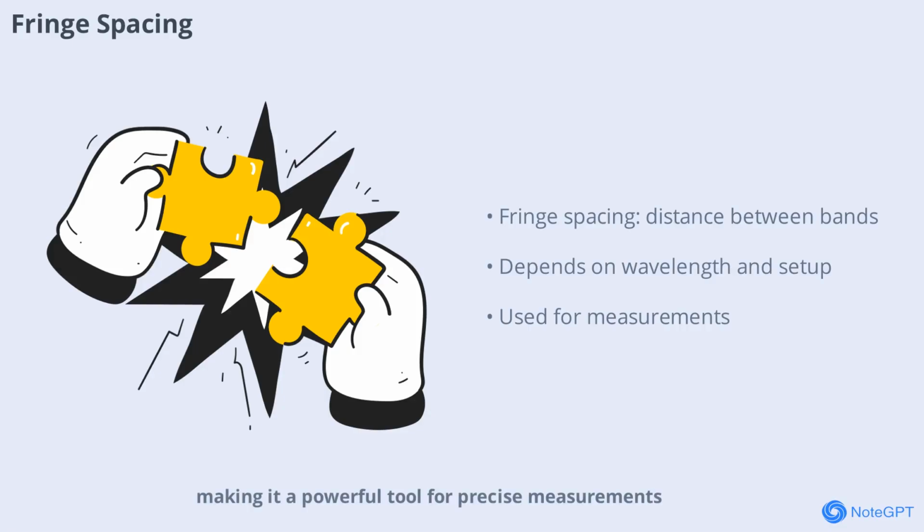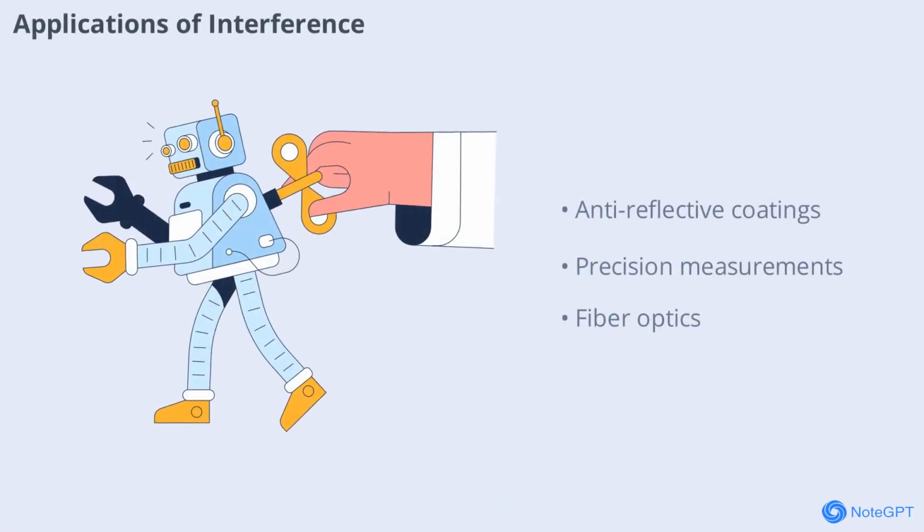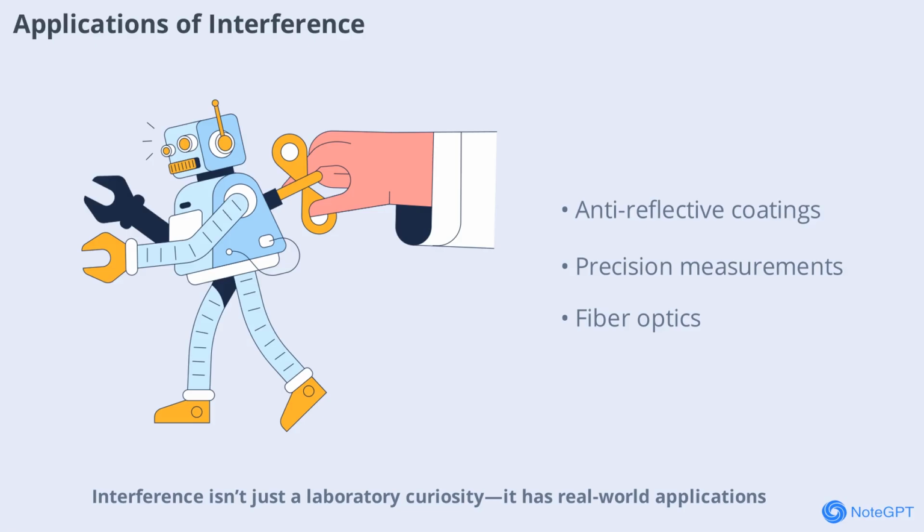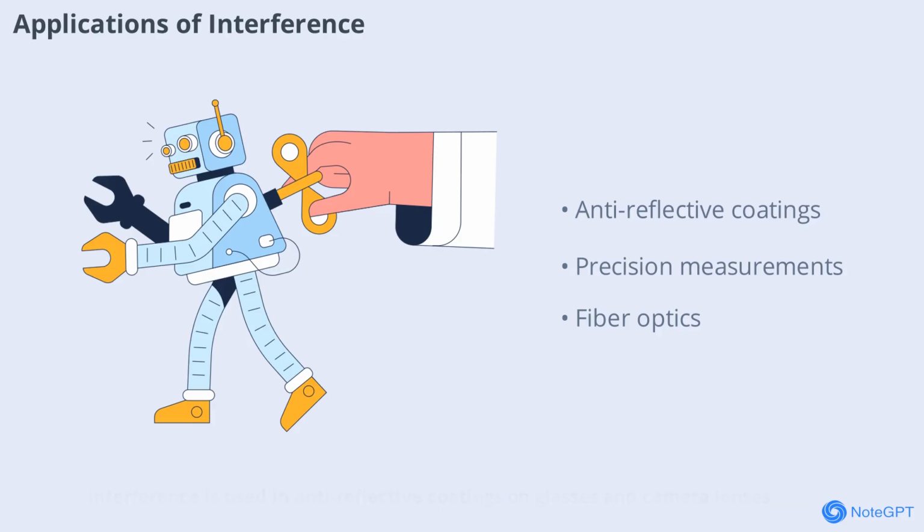Interference isn't just a laboratory curiosity, it has real-world applications. For example, interference is used in antireflective coatings on glasses and camera lenses, in interferometers for precise measurements, and even in fiber optic communications. Understanding interference allows engineers and scientists to design better optical devices and technologies.